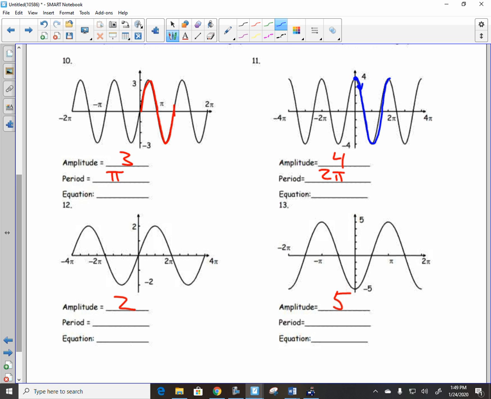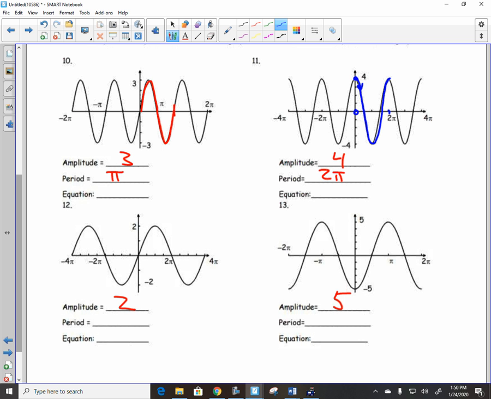Okay, so here's the deal. I've gone from x equals 0 to x equals 2 pi. That distance is 2 pi. So I have covered one period there. Cosine starts up, goes down, and comes back up, whereas sine starts in the middle. So it's a different type of graph. You see that?